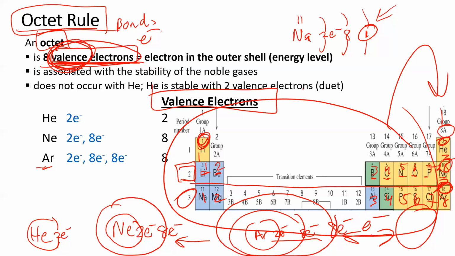But the periodic table helps us determine whether or not they're going to lose, gain, or share electrons to get that octet based on the distance to the noble gases. And that's what we'll be talking about in the next few videos.